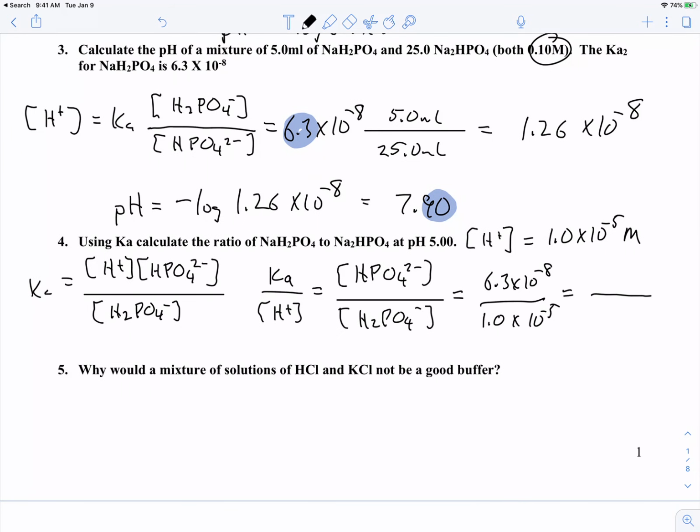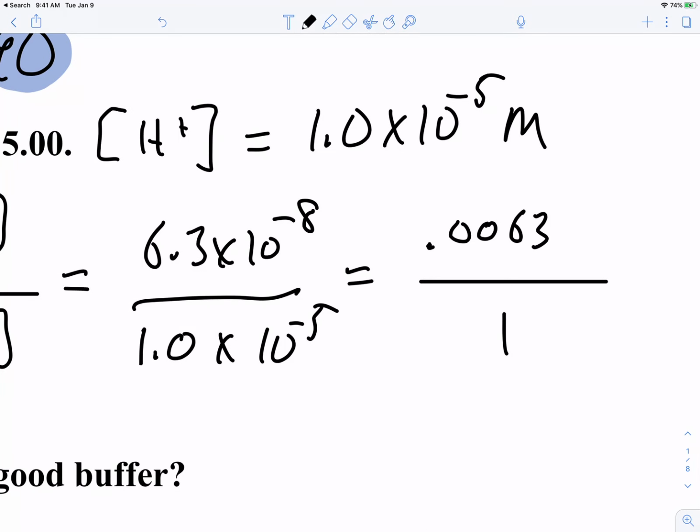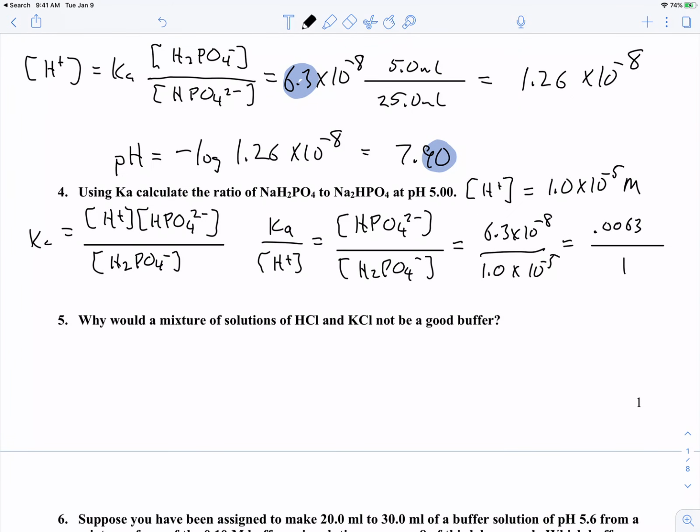What we end up with when we want a pH of 5 is 0.0063 to 1. That's just not a feasible amount to mix. How do you mix those when they're so vastly different? So this would not be a good buffer system. The dihydrogen phosphate, monohydrogen phosphate would not be a good buffer system for a pH of 5. We'll talk more about that later.